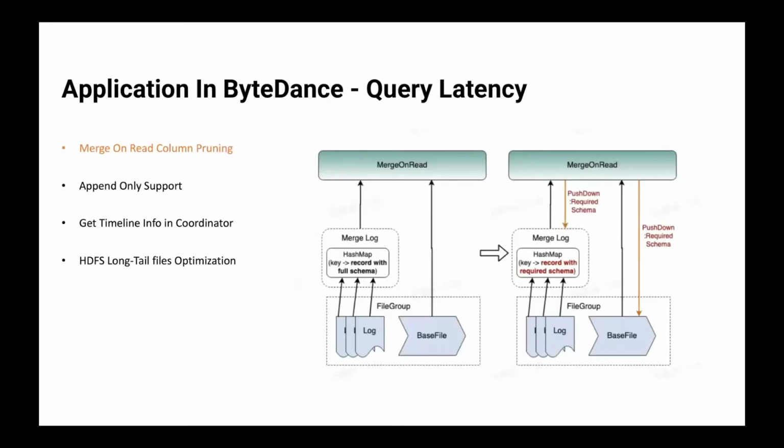For question 3, in order to reduce the query latency, we do many optimizations like column pruning. When users query MOR tables, we push down the required schema to the Hudi input format, so it can do some column pruning work. This will reduce our cost significantly.